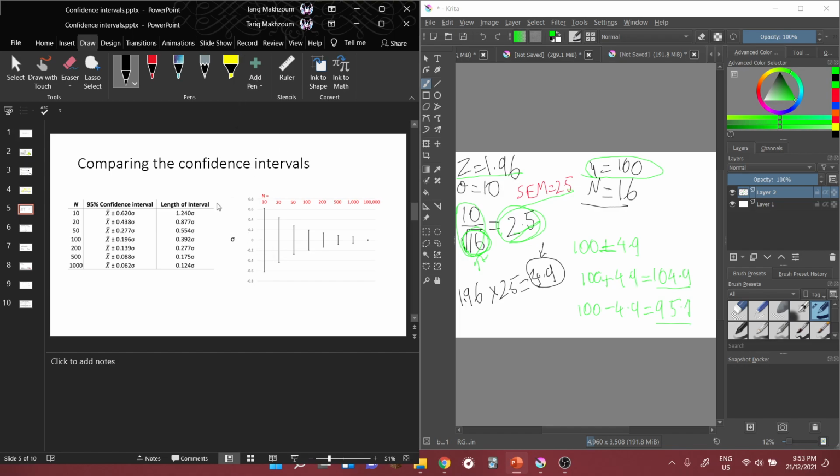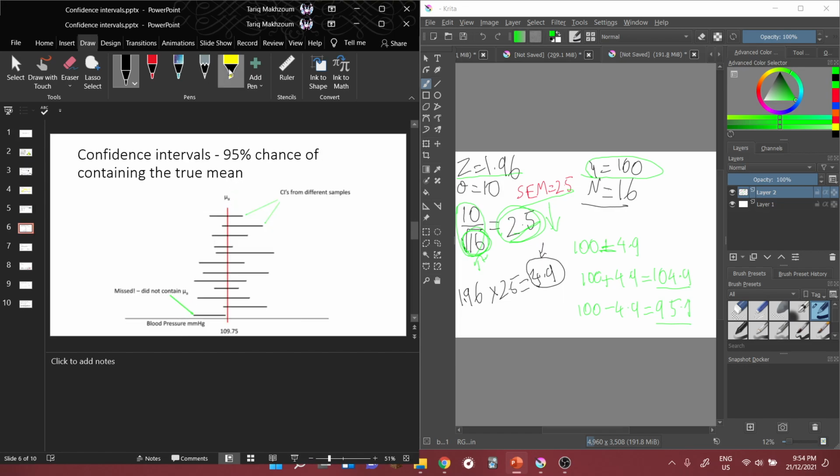Okay, so just to recap, as you increase the sample size over here and over here, the standard error of the mean gets smaller, and so the confidence interval gets smaller, and you can actually see that over here, right? With a sample size of 1000, the confidence interval at 95% is a lot smaller than with a sample size of 10. Okay?